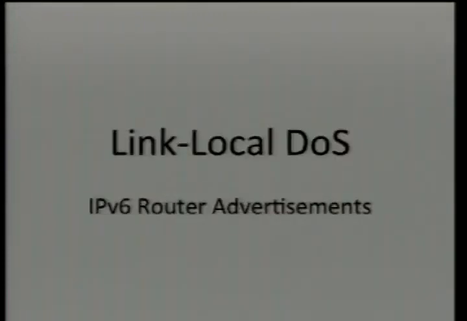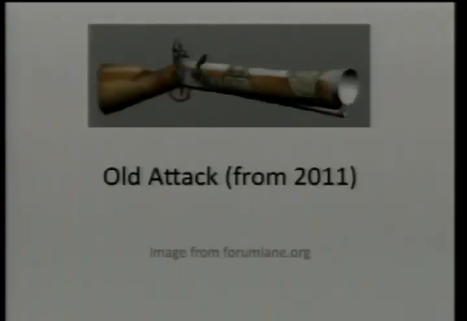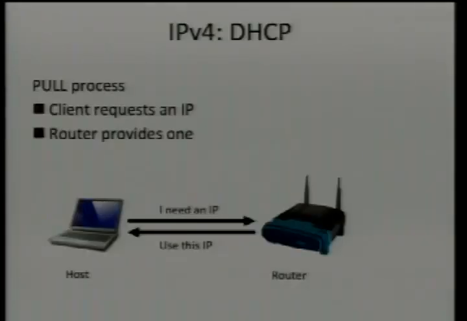So this is the old link local DoS, the thing I showed you 2 years ago. And this is the old-fashioned attack. Now the way this works is when you get an address in IPv6, you don't usually do it with DHCP, although you can. This is not the most common. DHCP is a pull process. The client boots up, it says I need an IP, the router tells the IP, that's the end of the transaction. That will not happen anymore until the client boots up again, or until days pass.